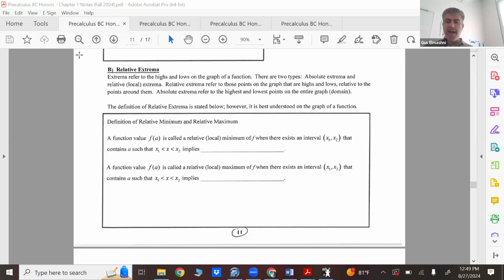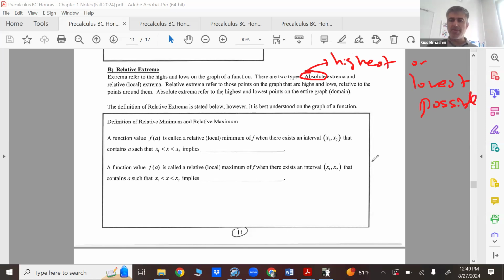Now, absolute means the highest or lowest possible point. So I'll give you some examples in just a little bit. I don't want to make this too messy right now. Relative just means within the neighborhood, right?